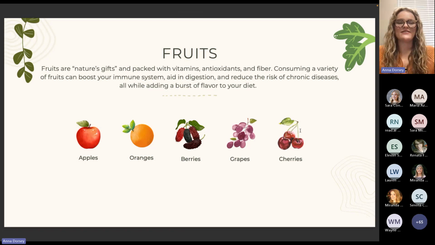And then fruits. Fruits are what some people like to refer to as nature's gifts because they are packed with so many vitamins. They have so many of those antioxidants which help prevent against cell damage and also have a really high amount of fiber. And so these are going to help boost your immune system, aid in digestion, and reduce the risk of chronic disease. And they're so yummy, and they add a little sweetness to your diet. So they're a really great food source.